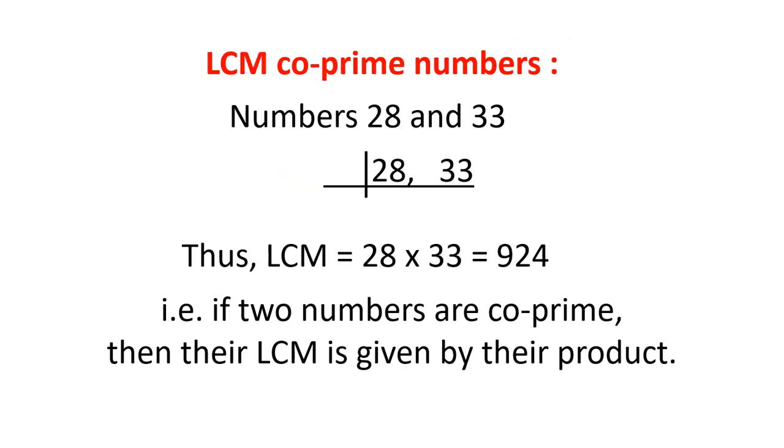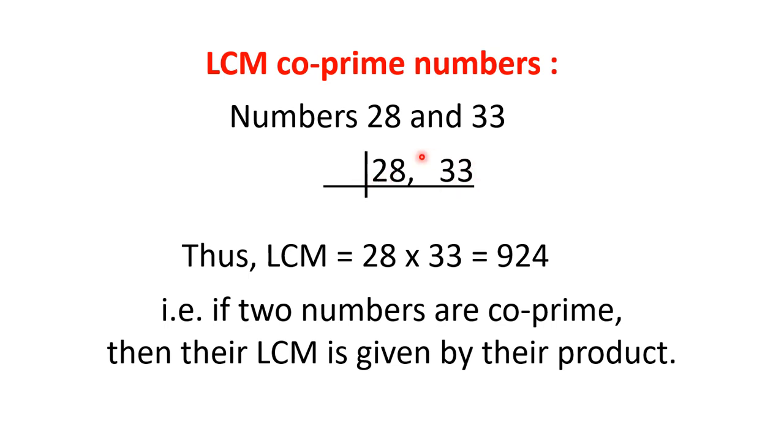Now one more important fact, LCM of co-prime numbers. So we have chosen two composite numbers. Two prime numbers are in any case always co-prime with respect to each other. So we have chosen 28 composite and 33 composite. Now we see that there is no common divisor. There is no number which divides them both. So there is no point in proceeding with the division process.